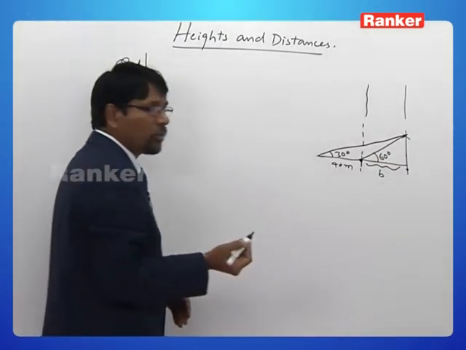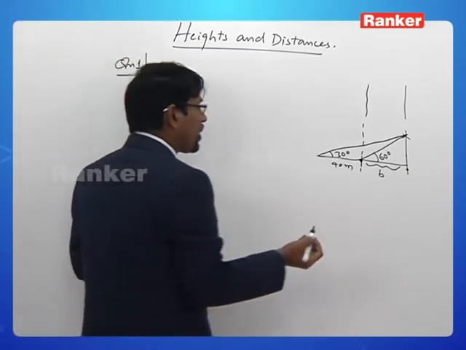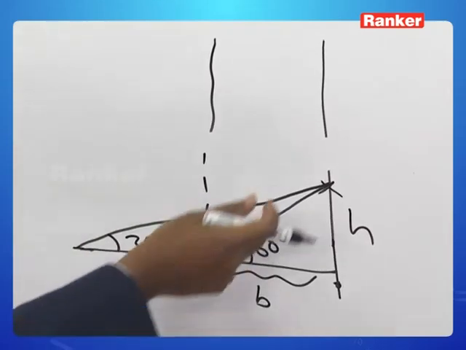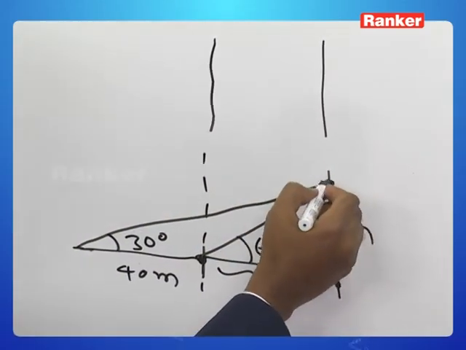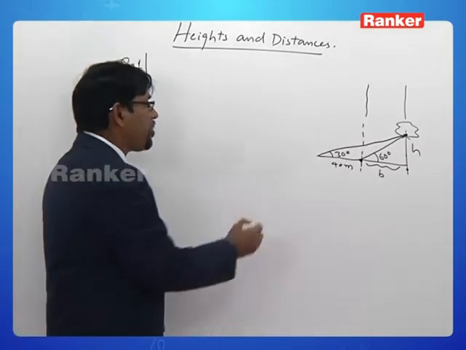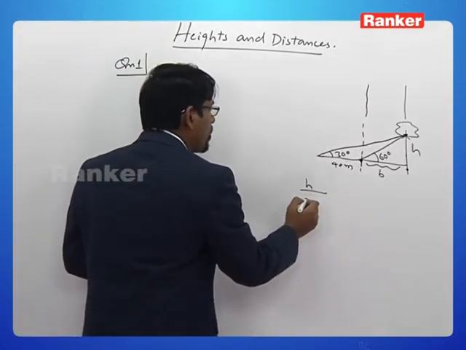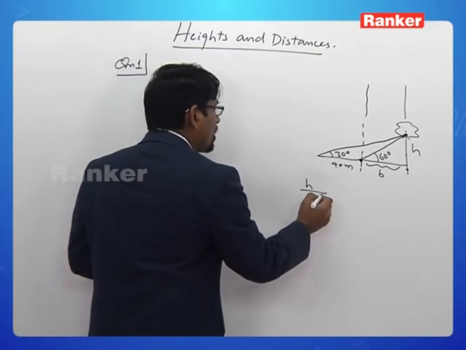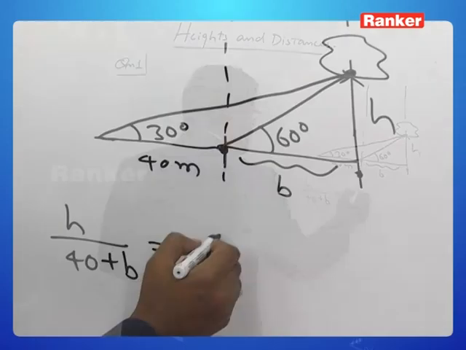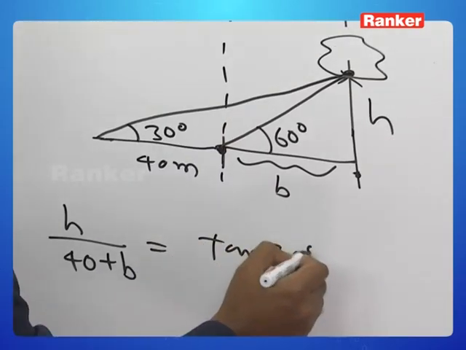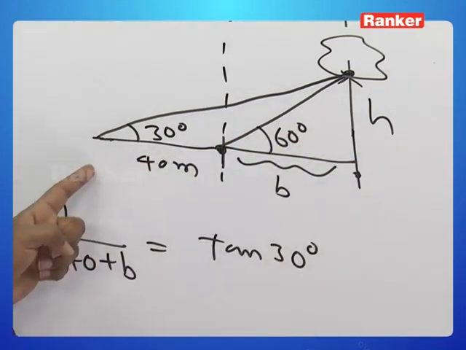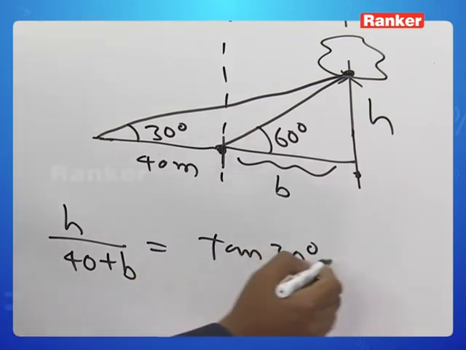Let's call it B. Let's find out what is that B here. Let's say H here, height of the tree. This is the tree here. H by 40 plus B is equal to tan 30. Opposite by B plus 40, that is equal to tan 30. That's 1 by root 3.